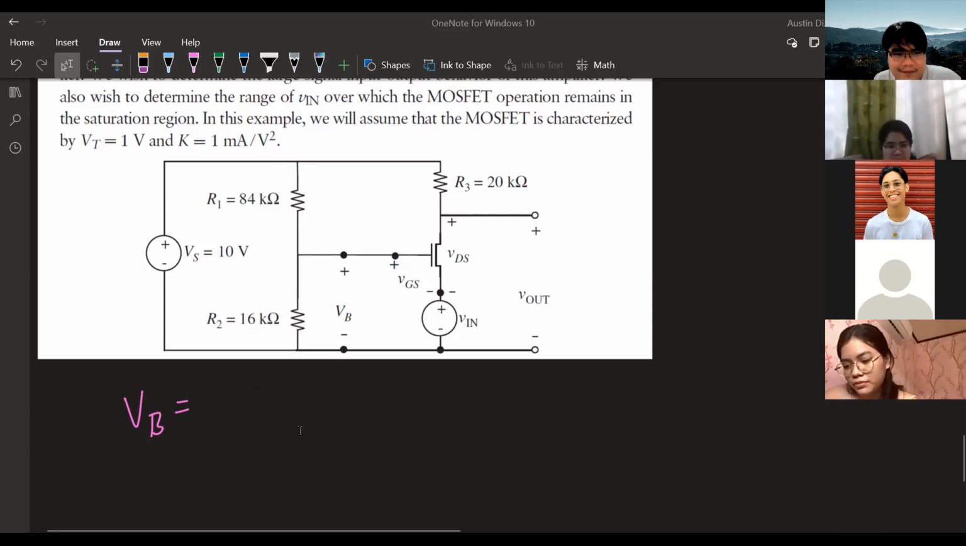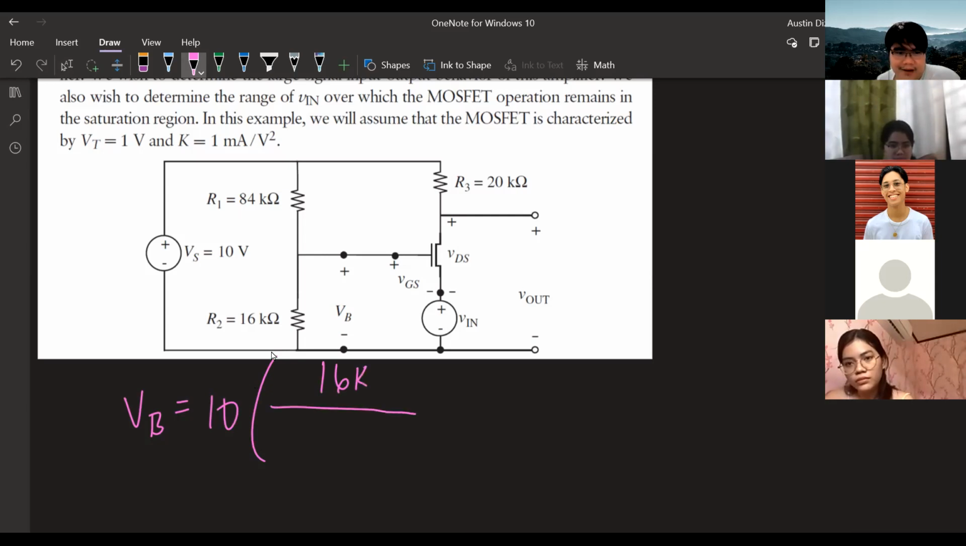10 volts times 16. Okay. Wait lang. Sulat ko. Times 16 po. Over 16 kilo ohms, 16,000 ohms po ba? Okay. Over 100,000 ohms po. Okay. So, ano sagot dito?